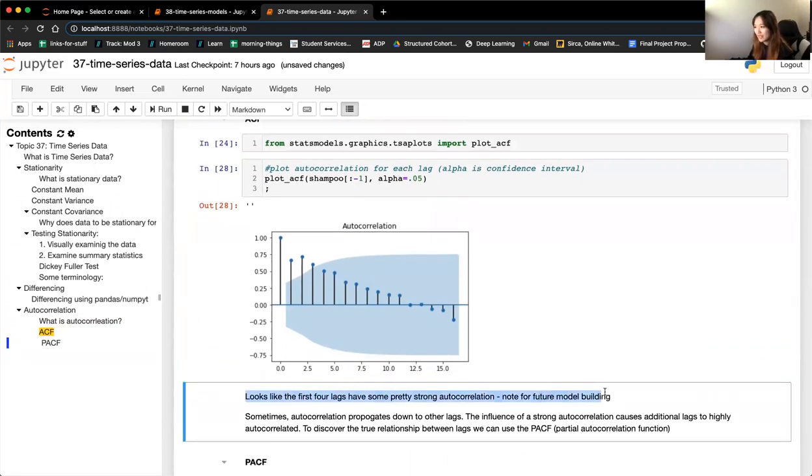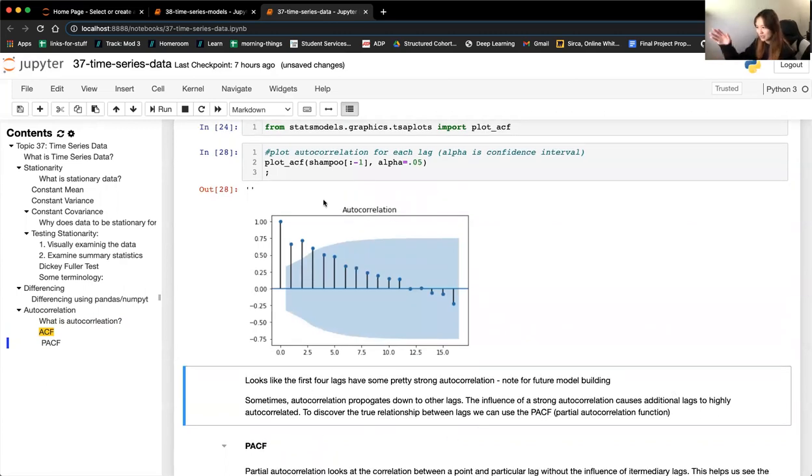it looks like the first 4 lags have some pretty strong autocorrelation. Note this for future model building. So this is something that you will take note of. And obviously, as we can see here, autocorrelation does propagate down to other lags. The influence of a strong autocorrelation causes additional lags to be highly autocorrelated. So something that we use in conjunction with this is PACF to discover the true relationship between lags.